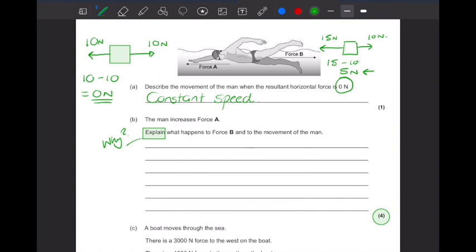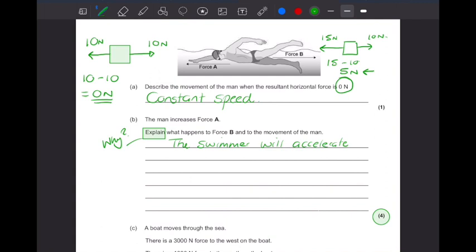So the first thing that we'll say is, explain what happens to force B and the movement. So the swimmer will accelerate. Okay, that means that we'll get faster. The swimmer will accelerate, and then what will happen?